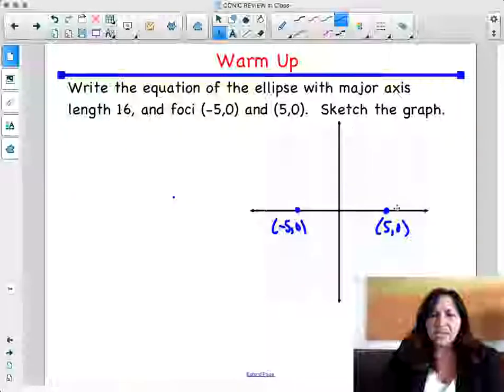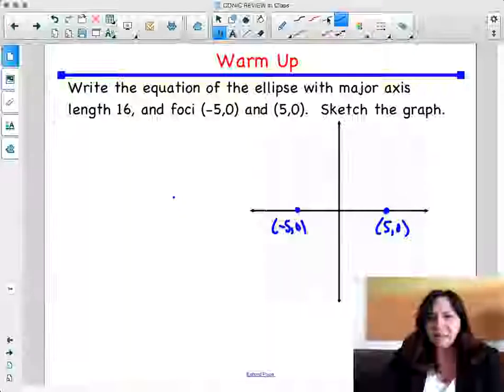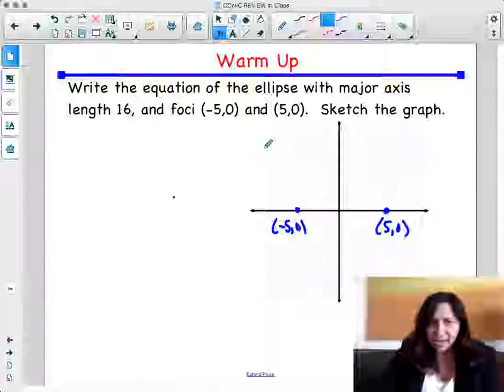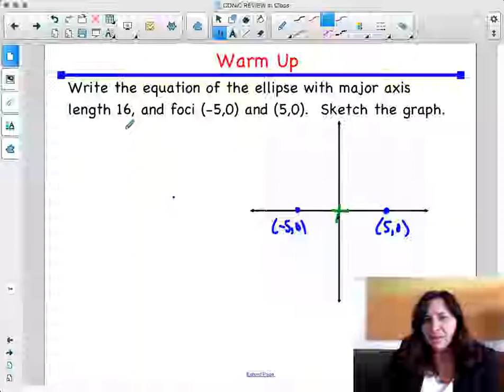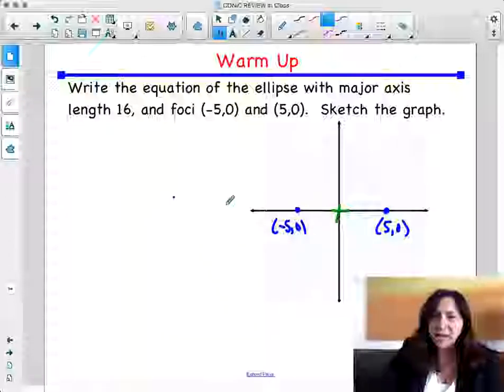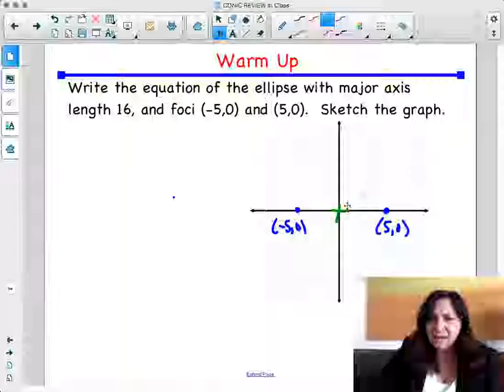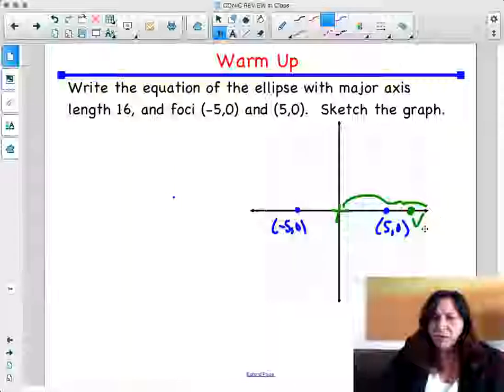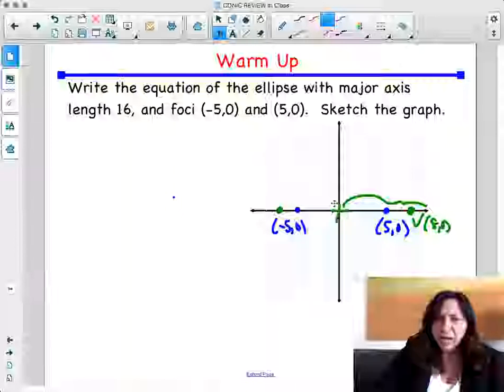What this means is that because my focus points are on the x-axis, my major axis is the x-axis. Additionally, because these are both 5 units apart, my center is going to be at 0, 0. My length of my major axis is 16, which means that the distance to the right is 8. So from here to here is 8. We're going to put a point right here, and that's my vertex, and my vertex is at 8, 0. And then this point on the left-hand side is also 8 distance from here to here.